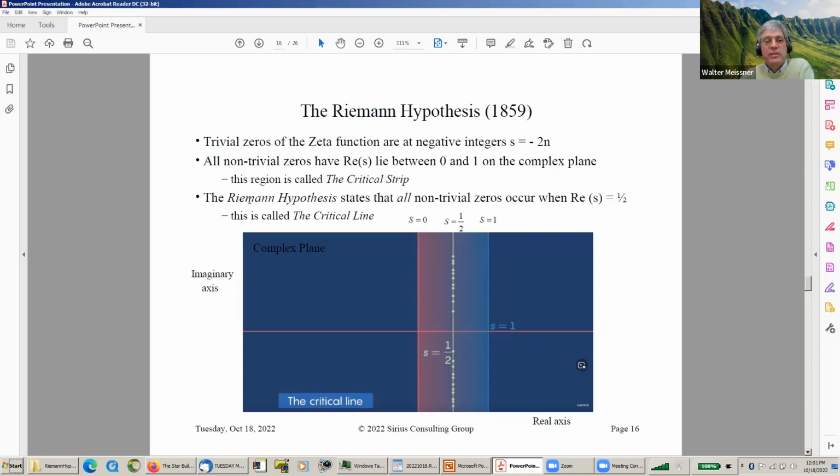Now, the Riemann hypothesis states that all non-trivial zeros will occur when the real part of S is equal to 1/2. So this region, where zeros could occur, is called the critical strip, and the line where the real part of S equals 1/2 is called the critical line. So this is this line right here, and there are dots for wherever the value of S made zeta of S equal to 0.